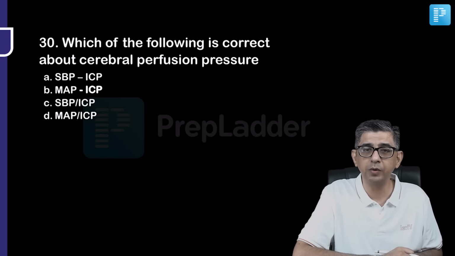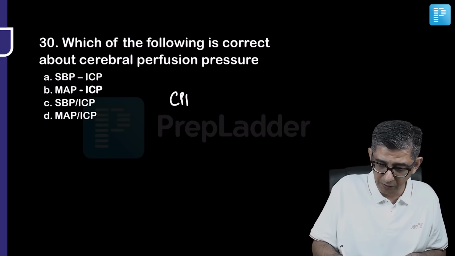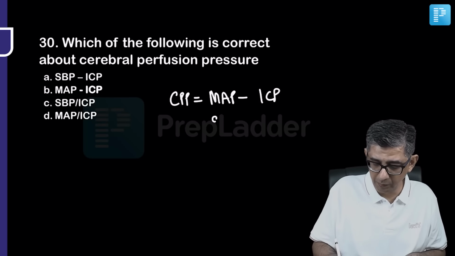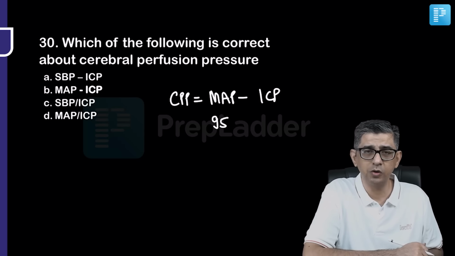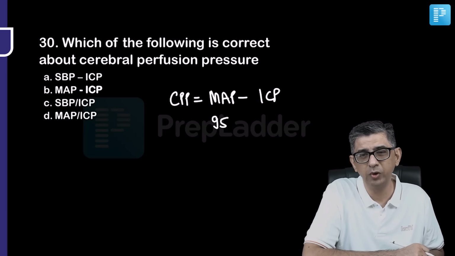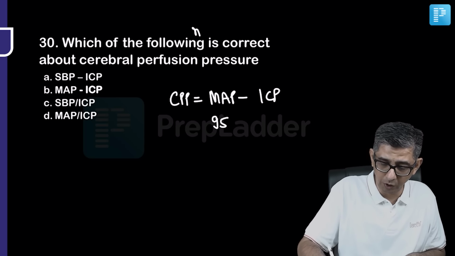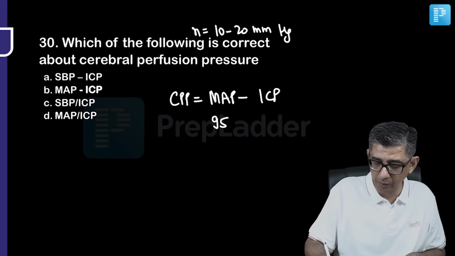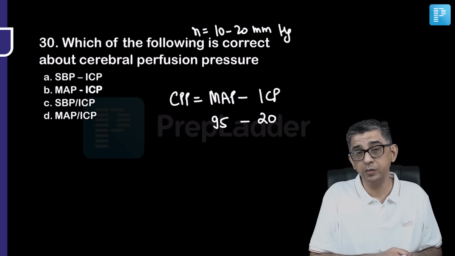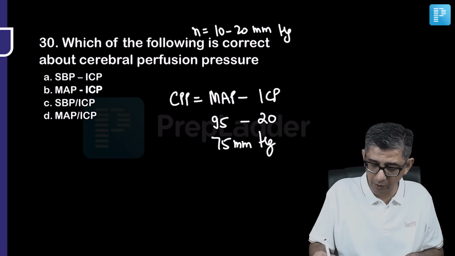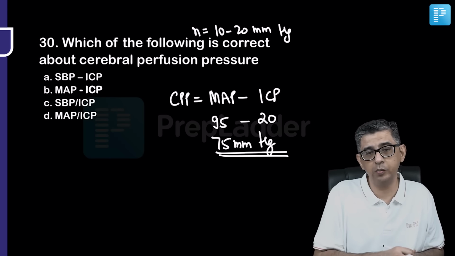The subsequent question had a physiology-based overlap. What is correct about cerebral perfusion pressure? CPP is the difference of mean arterial pressure and intracranial pressure. Mean arterial pressure is calculated as systolic plus 2 times diastolic, the whole thing divided by 3. So if you take values of 120 by 80, the MAP would come to something like 95. Normal intracranial pressure is between 10 to 20 millimeters of mercury, and I'll take the upper limit, that is 20. So yours and my cerebral perfusion pressure would be approximately 75 millimeters of mercury.